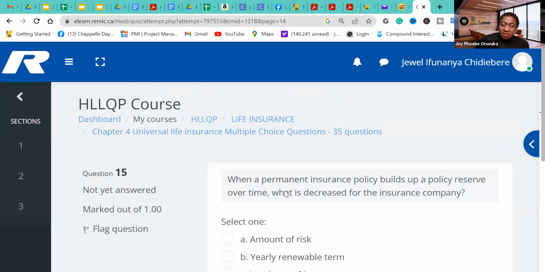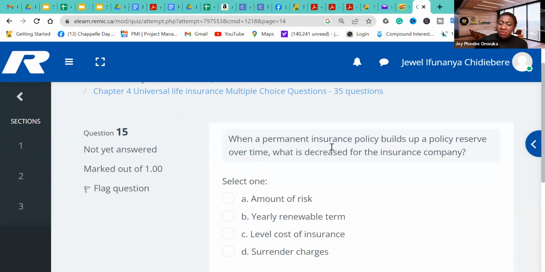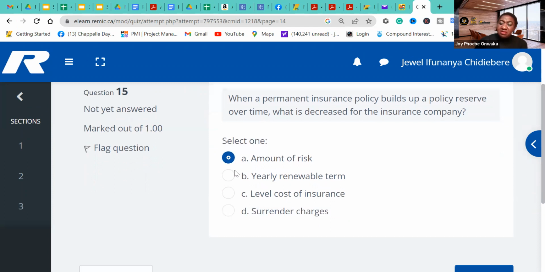Okay. Question 15. When a permanent insurance policy builds up a policy reserve over time, what is decreased for the insurance company? Yes, amount at risk, yeah. The amount at risk is the answer.